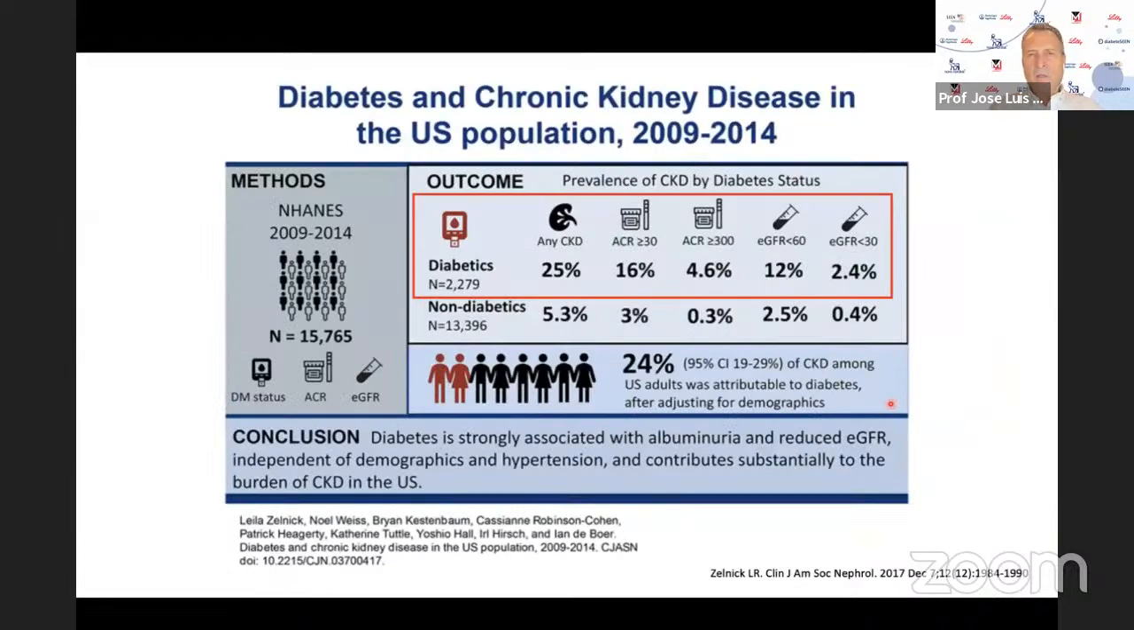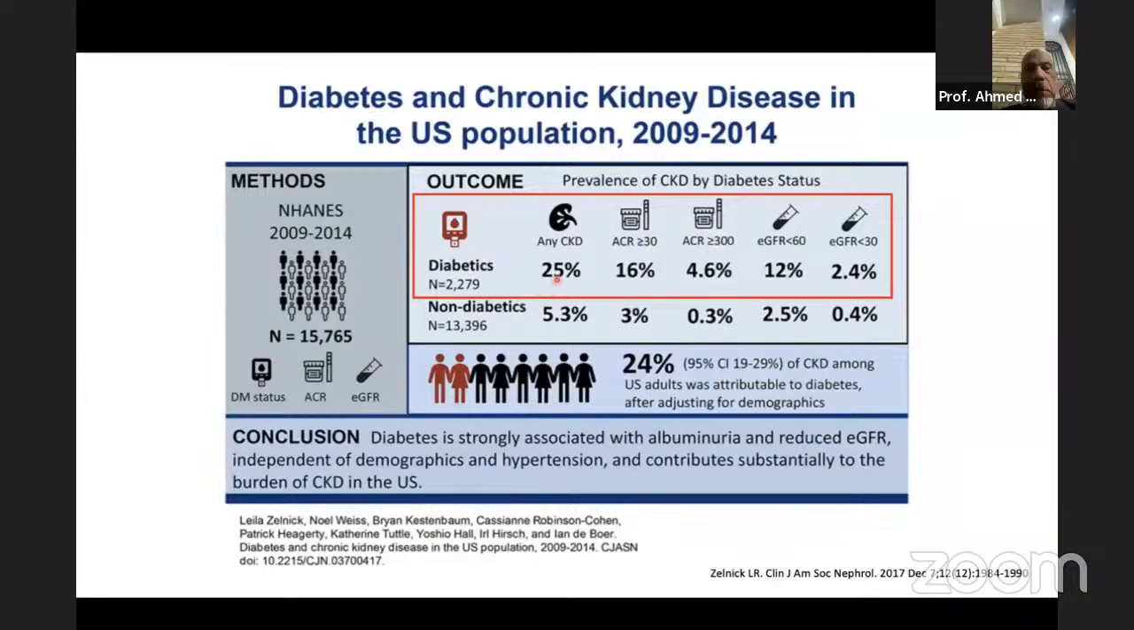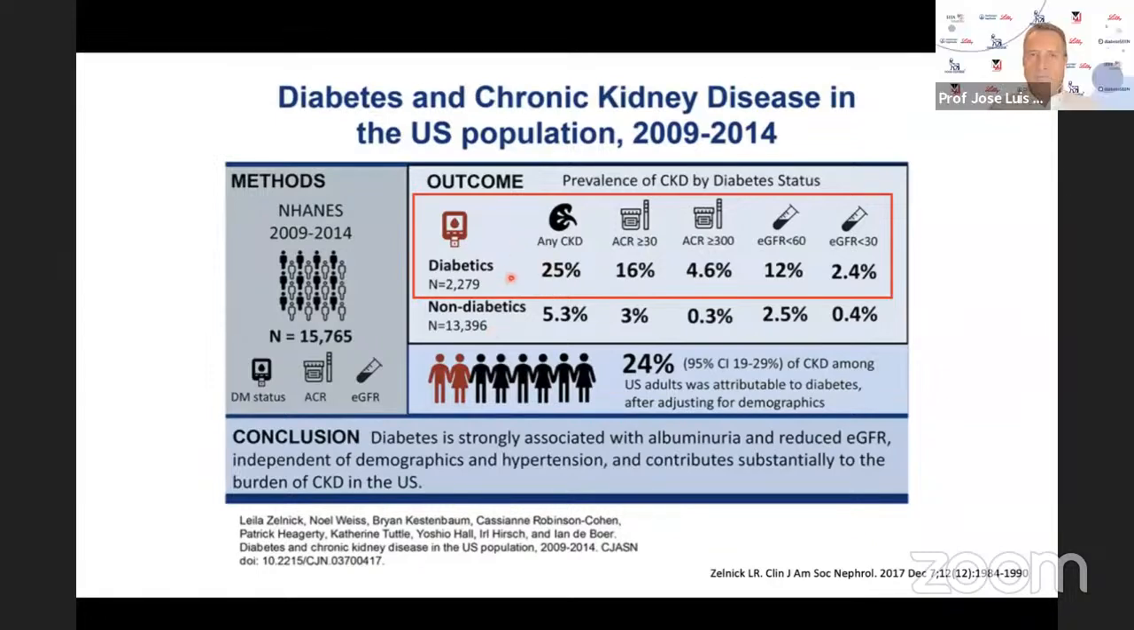The NHANES study in the United States reported on the number of patients.